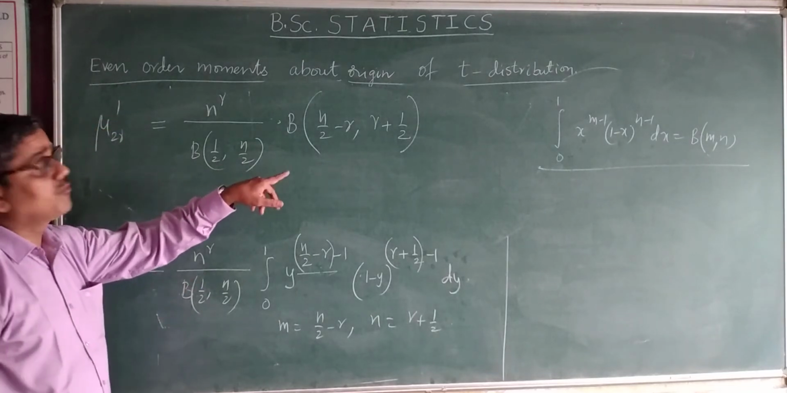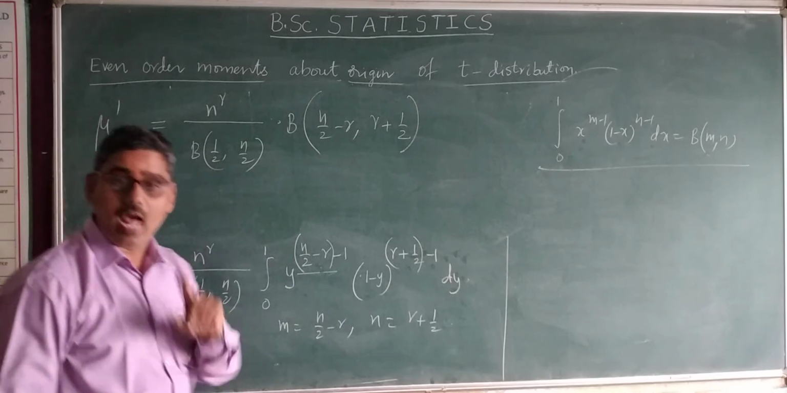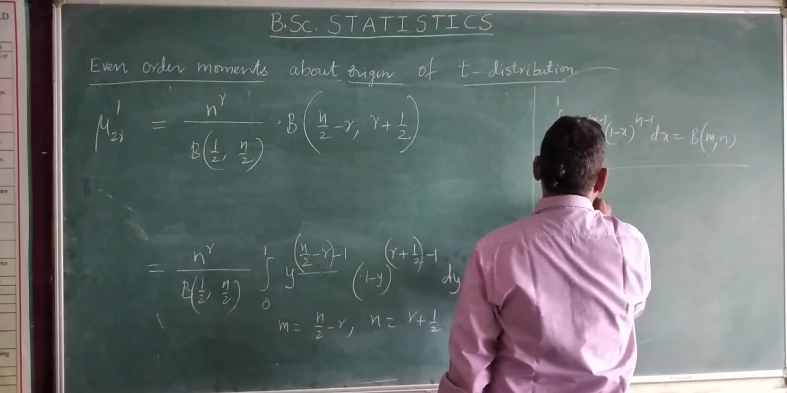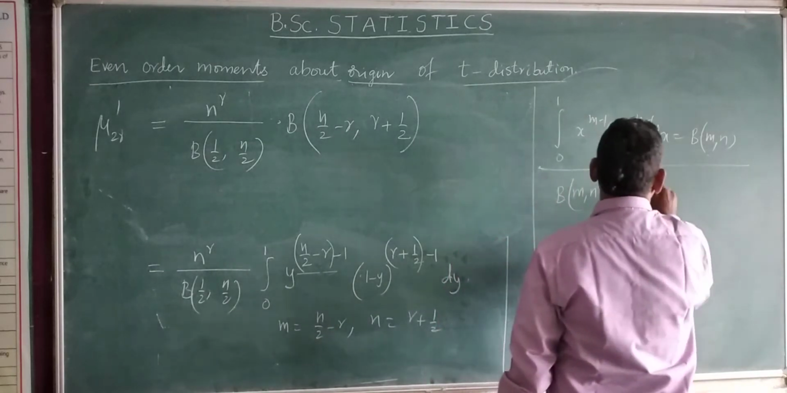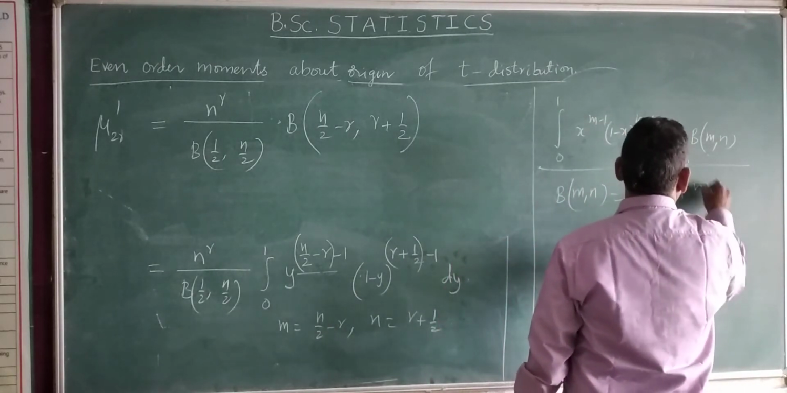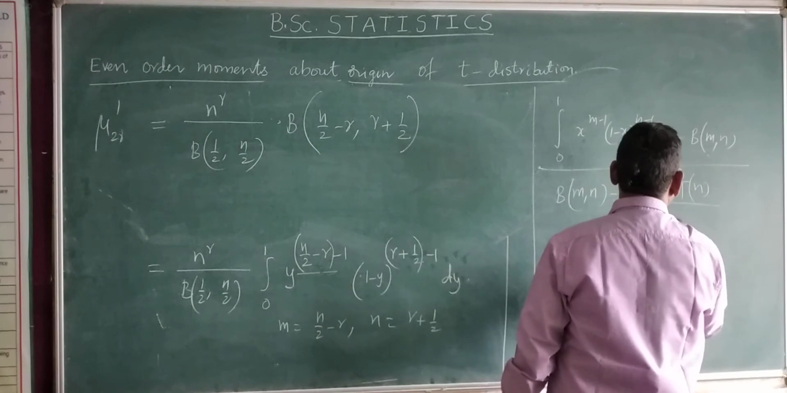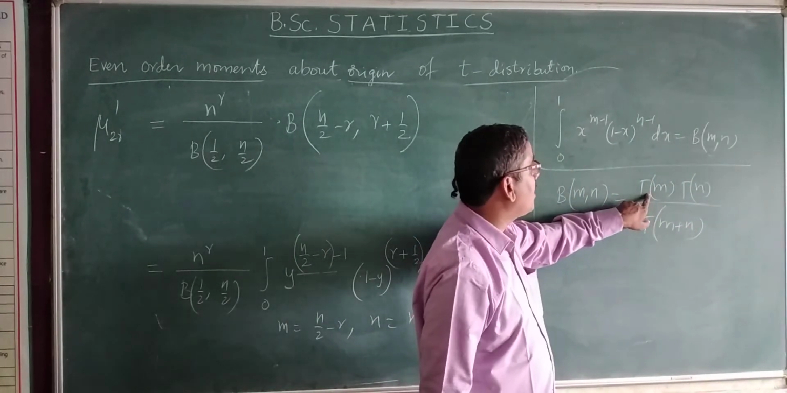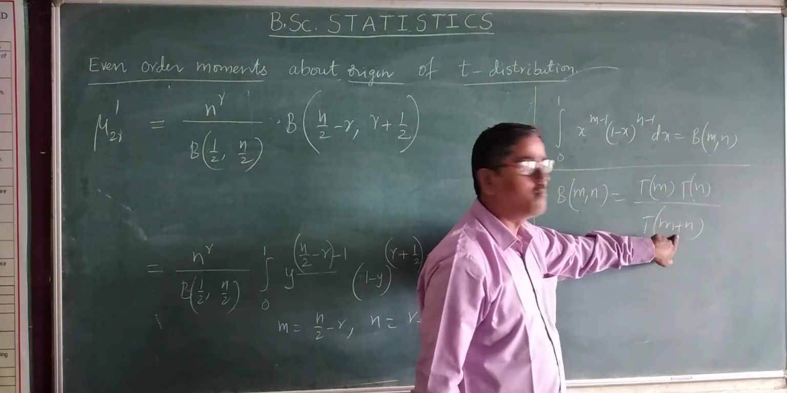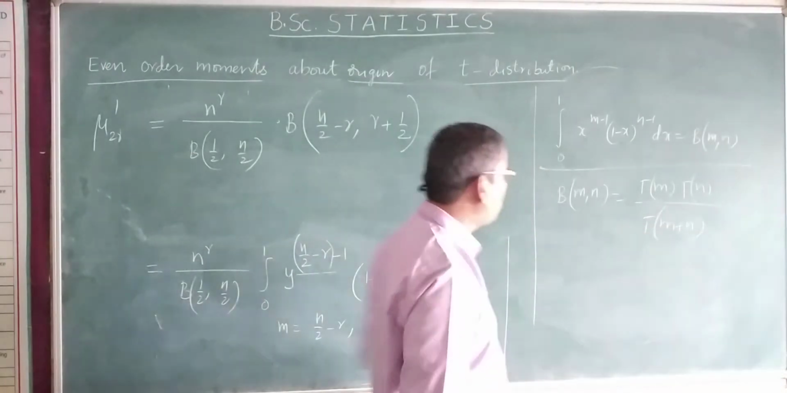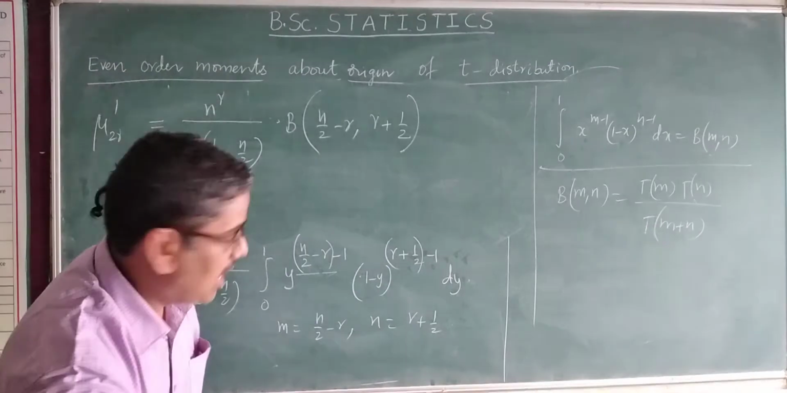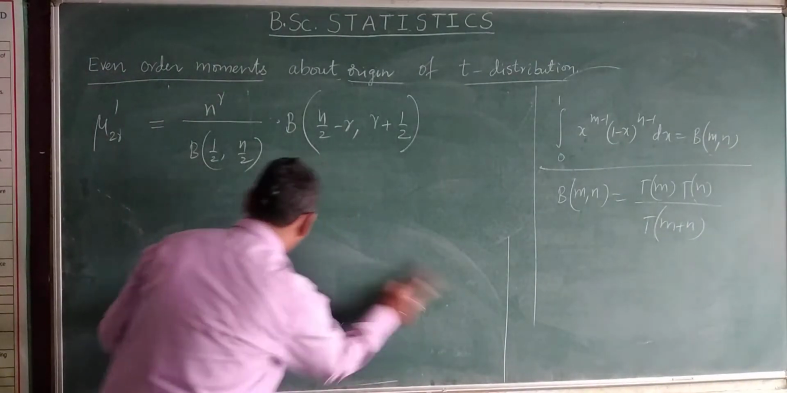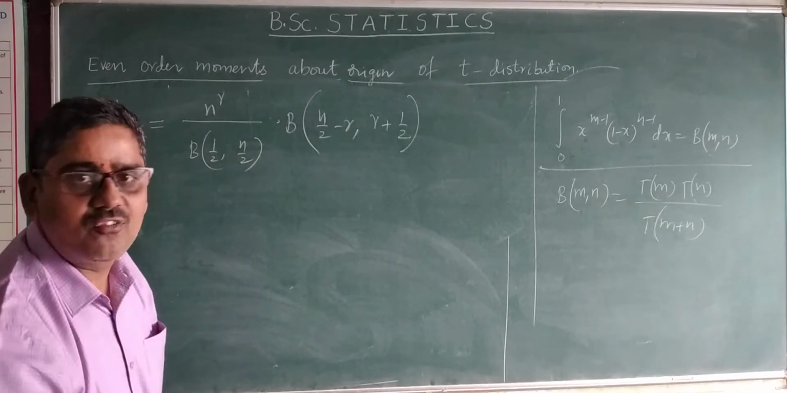Further I am going to simplify this formula with the help of one particular formula. I am writing the formula here. Beta mn is equal to gamma m gamma n divided by gamma of m plus n. So now I am converting that particular formula to show what value you will get. I am converting in terms of gamma.